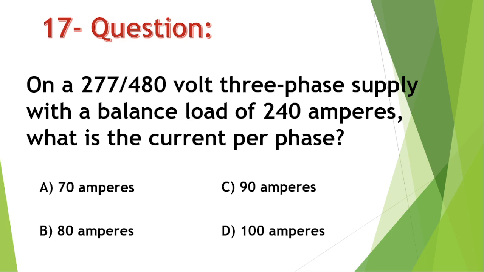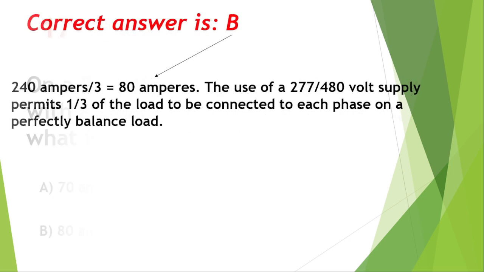Question number 17. On a 277/480 volt 3-phase supply with a balanced load of 240 amperes, what is the current per phase? A. 70 amperes, B. 80 amperes, C. 90 amperes, D. 100 amperes. Correct answer is B. Please see the reference.